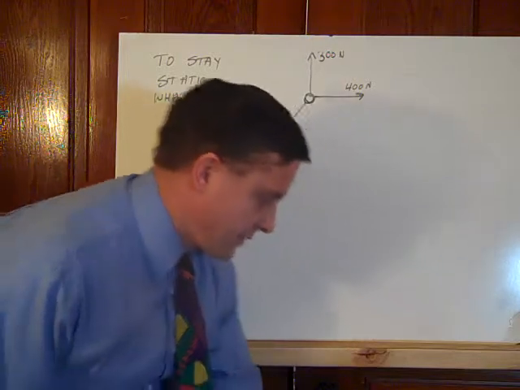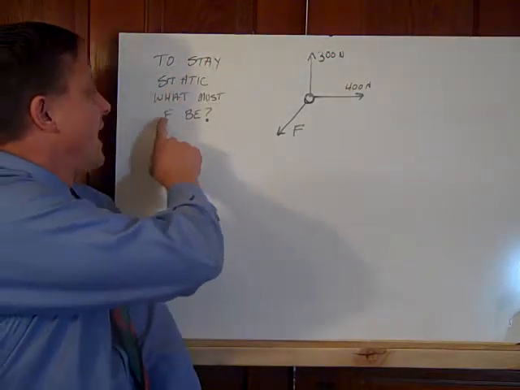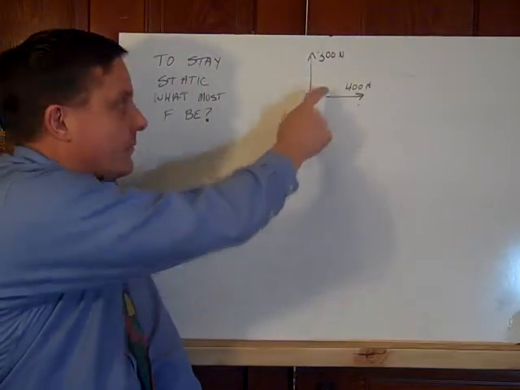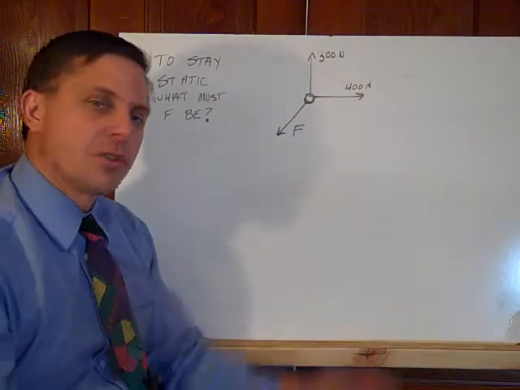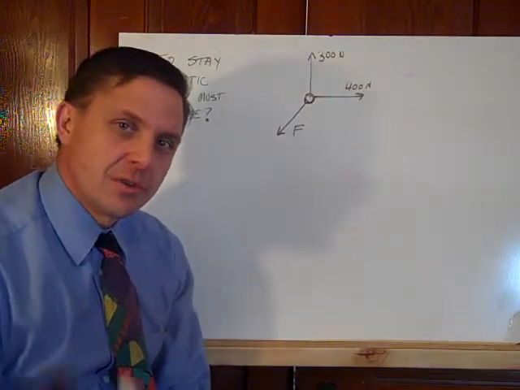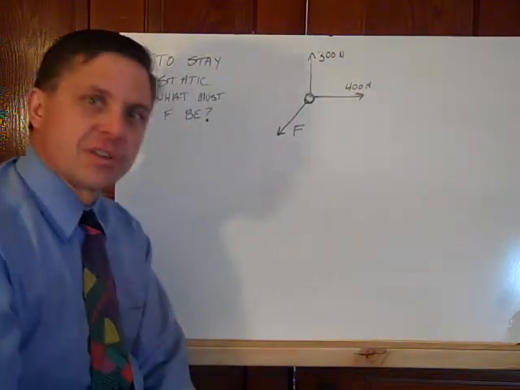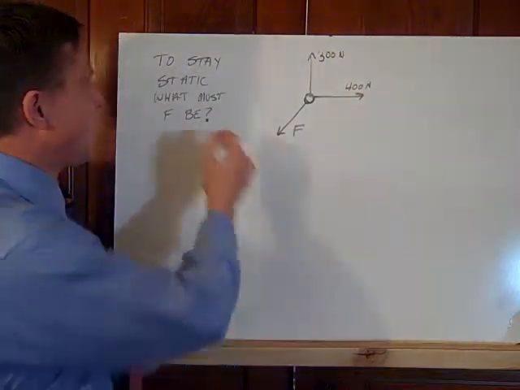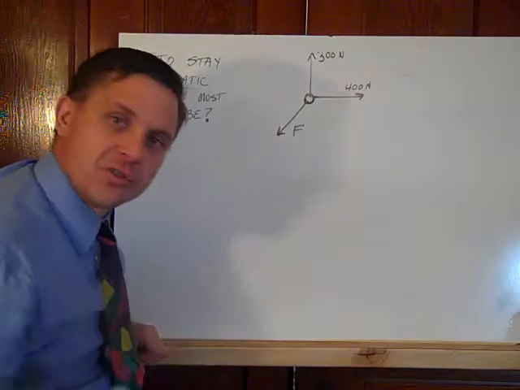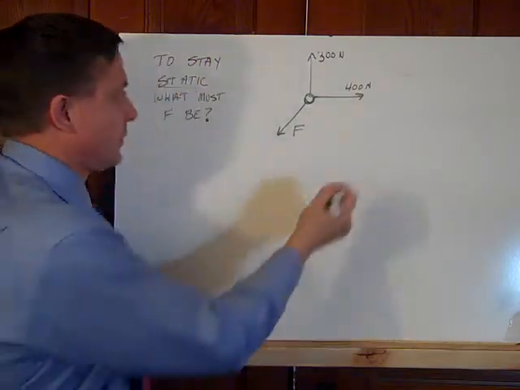So, I took an example from the book and say, to stay static, what must force F be? So here's a situation. And you notice I'm using 300 newtons, 400 newtons. You should quickly think to yourself, I can see a 3, 4, 5 triangle, because that's the way we're going to solve this. We know that if this is going to be static, the sum of the forces in the x direction and the y direction, we're going to think in components, has to be 0.